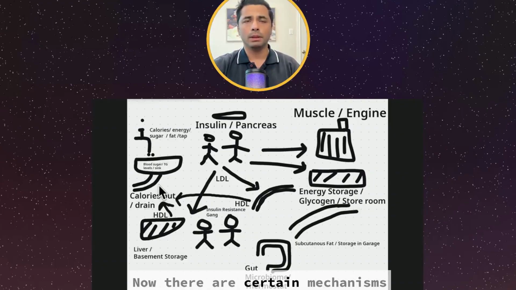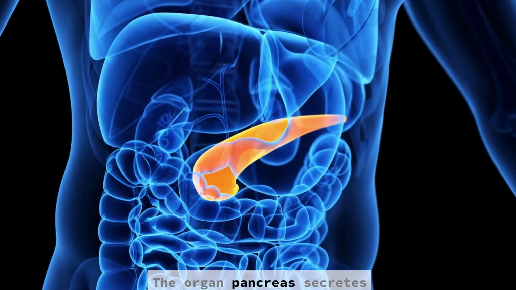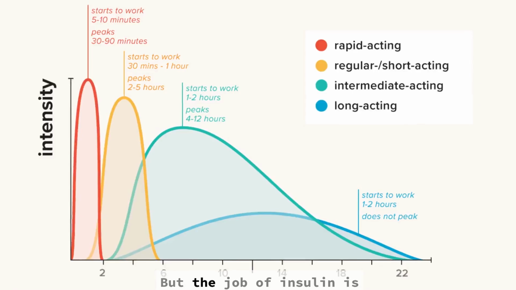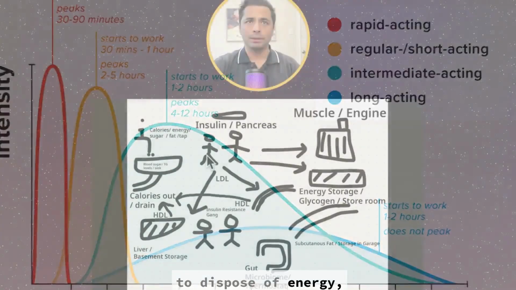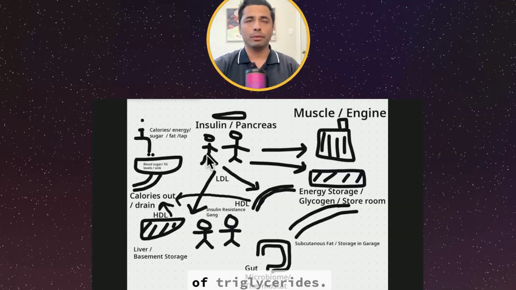Now, there are certain mechanisms in your body which try to maintain these at a homeostatic, normal level. One of those is insulin, a hormone. The organ pancreas secretes insulin, and their job is to get rid of excess sugar. But generally, now we don't recognize this as much because we don't go around measuring our body fat levels, but the job of insulin is to dispose of excess energy in the bloodstream. And this can be in the form of sugar as well as in the form of triglycerides.